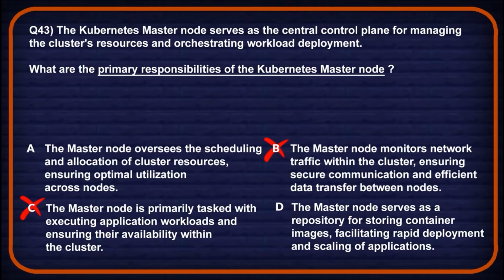Moving on to option number D. The master node serves as a repository for storing container images, facilitating rapid deployment and scaling for applications. Container images are stored in registries like the OCI registry, not in master nodes. So option D, again a wrong choice. So option A will be the correct one.